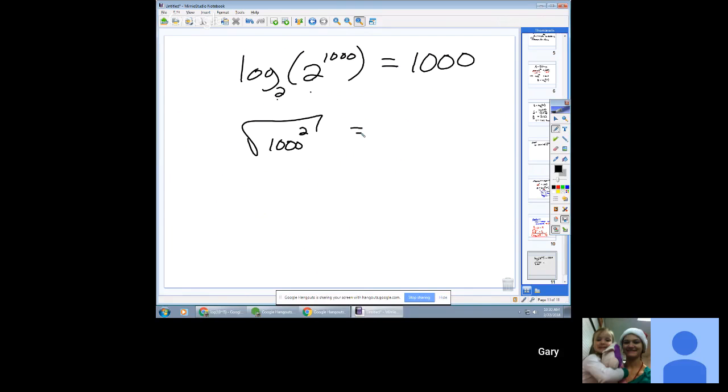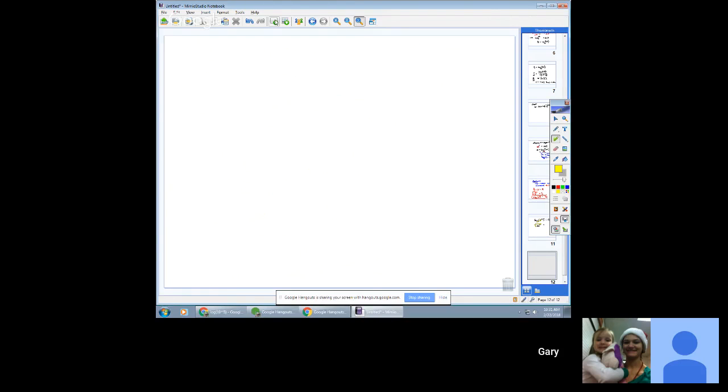Okay, so inverse operations. Key here is that the bases match and cancel each other out, just like a square and a square root cancel each other out. All right, so I'm going to switch it up. So let's try one more of these, and then I'll set you free on your worksheets.